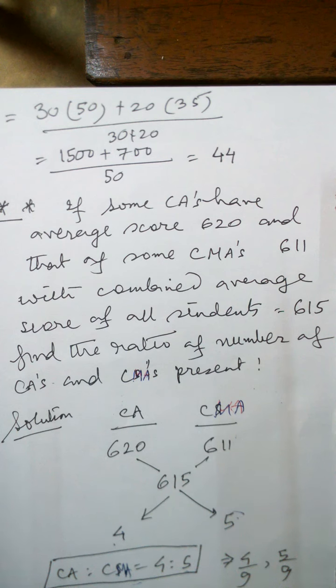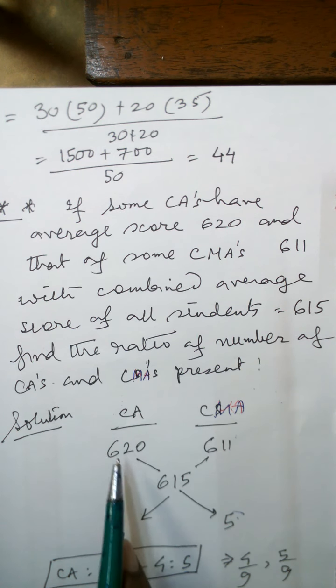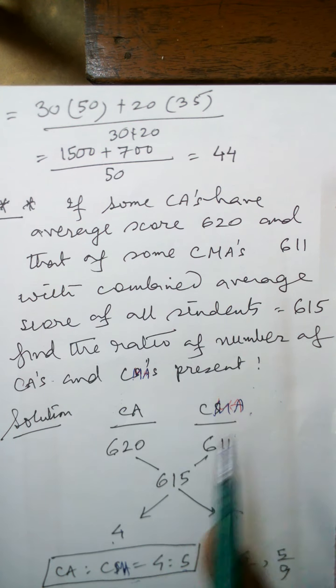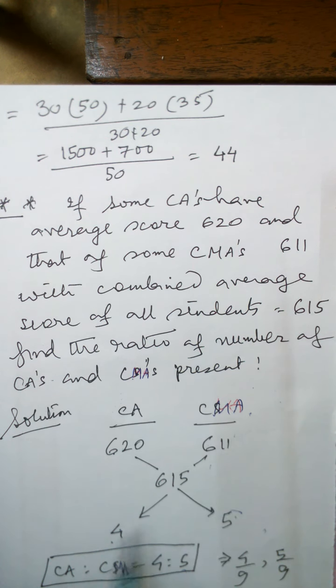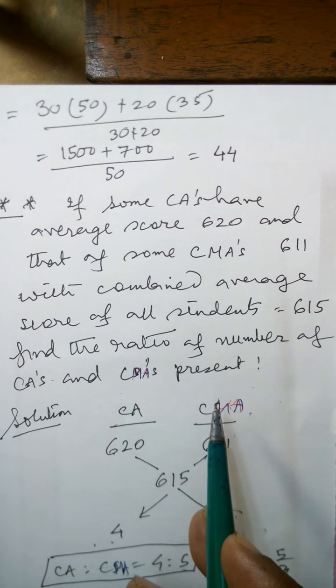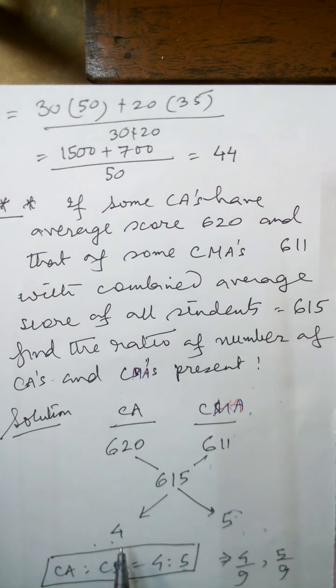So you will be saying, how do you know? This is the technique. One group average, another group average here, then combined average right here, then difference of this and difference of that. So when you are writing the difference of this, it is coming under CMA. CA के नीचे CMA का difference और CMA के नीचे CA का difference, उल्टा हो जाता है, cross. So how much are you seeing below CA? 4. And how much are you seeing below CMA? 5. So what's the ratio of number of CA and number of CMA?